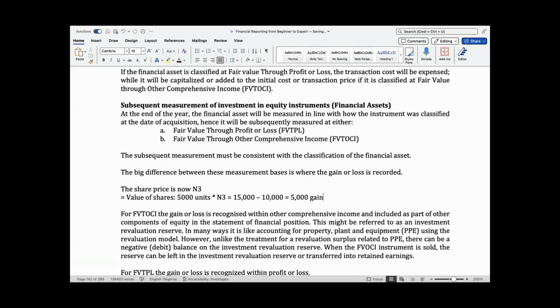So how do you treat this gain? If you are measuring your investment at fair value through P&L, that means this gain, you're going to recognize to P&L. But if you are measuring it at fair value through OCI, that means this gain is going to go to OCI. Are you getting it?